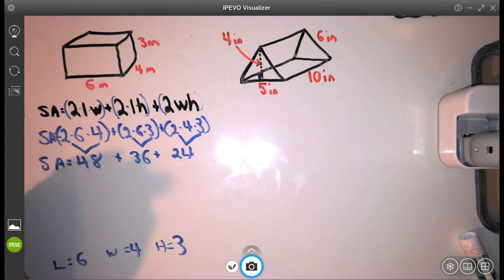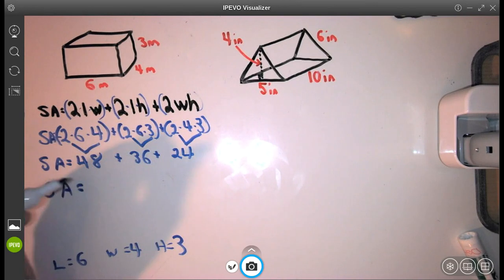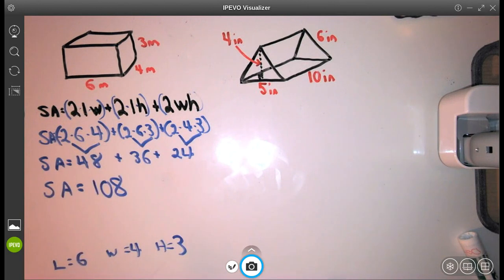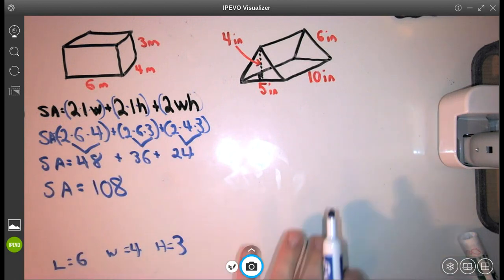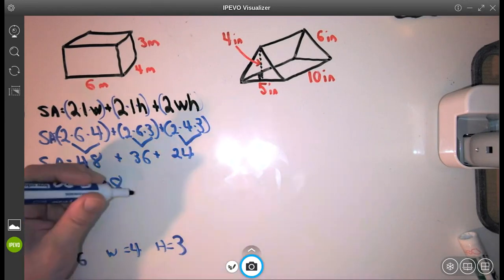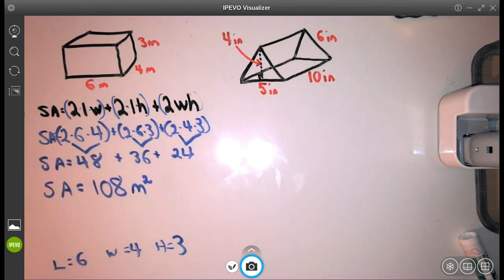So now what I'm going to do next is add them all together. 48 plus 36 plus 24. You may need to add that together on the side, but what I get is 108. Now the units. What we're finding here is not volume. Volume is cubic units. What we're finding is surface area. Area is how much space a flat object takes up. So it's just two-dimensional. So these are going to be squared meters.